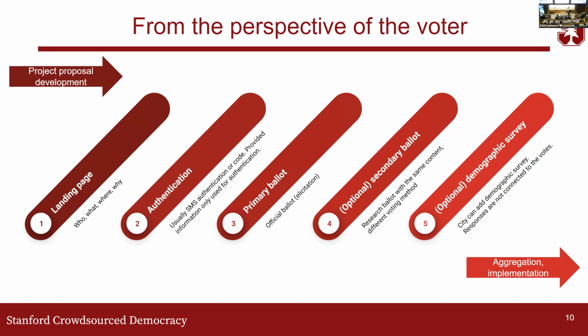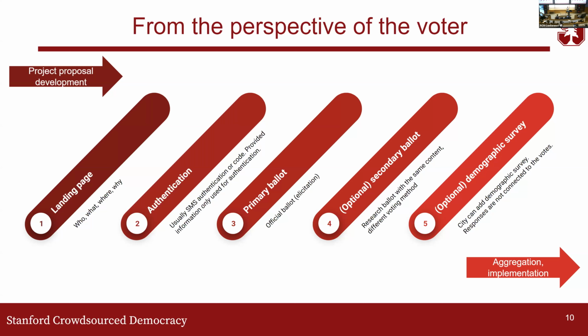From the perspective of the voter, this is what a voting process really looks like. They first arrive at a landing page that explains who is asking for their opinion, what they're voting on, where the vote will be implemented, like what will we do with it, and then they have to authenticate. That's usually an SMS authentication. Sometimes the city also asks for some personal details so they can post-authenticate. For example, what is your address?